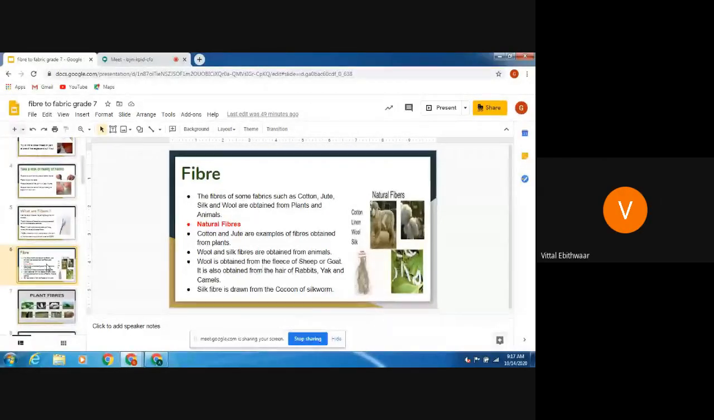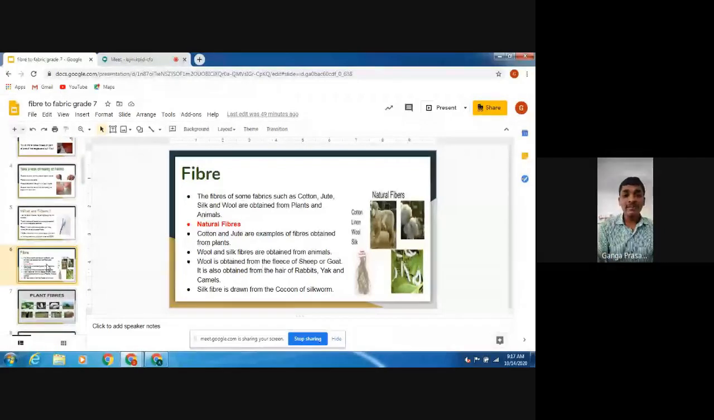So the gunny bags or sutilis are made from jute fibers, and ropes too. These cotton and jute fibers are obtained from plants.